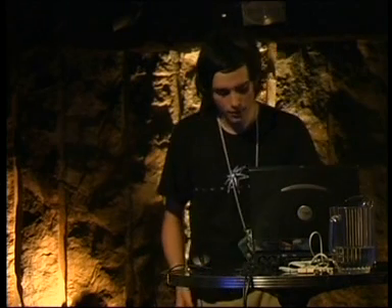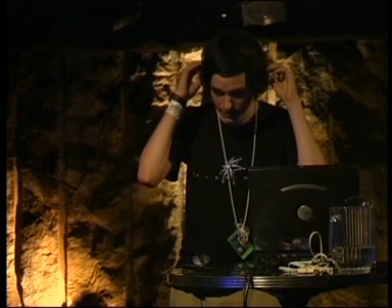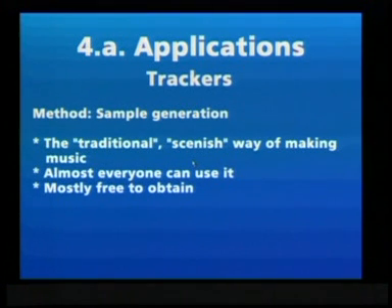Now, speaking about tools, there are a couple of applications you can actually use, which you don't have to write for yourself. Applications such as trackers. There are probably a good amount of Windows trackers available at this point. Scale, Renoise, Modplug, Schism, you name it. It's preferred because it's the traditional scenish way of tracking. It's been around since '92, '93, or even early on in Amiga days. Everyone is used to it. Everyone can use a tracker.